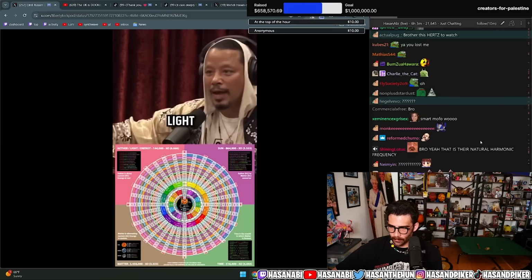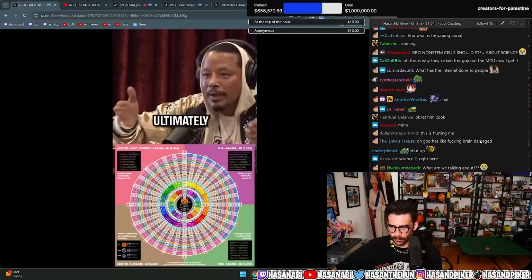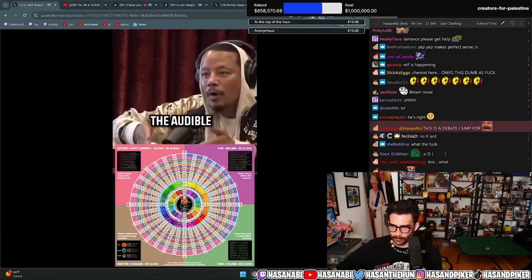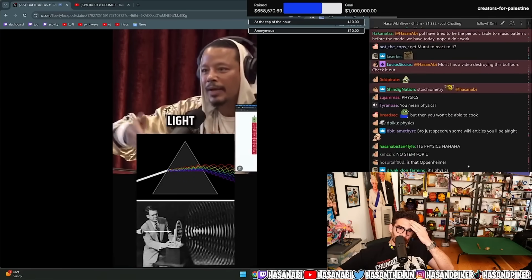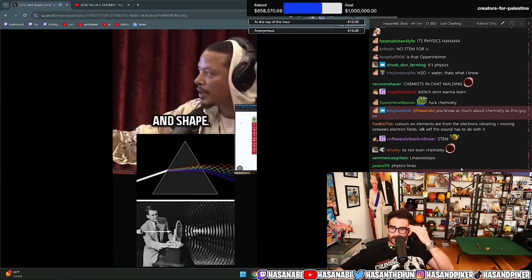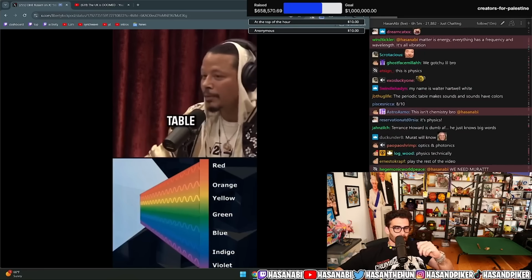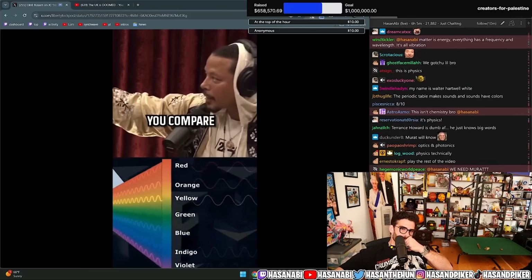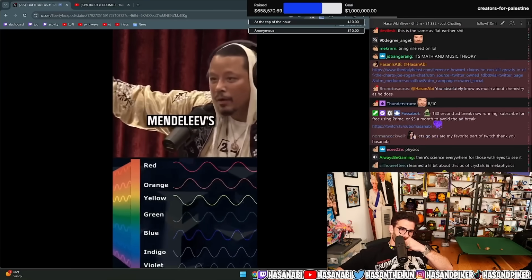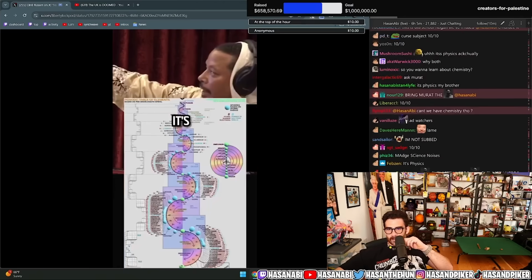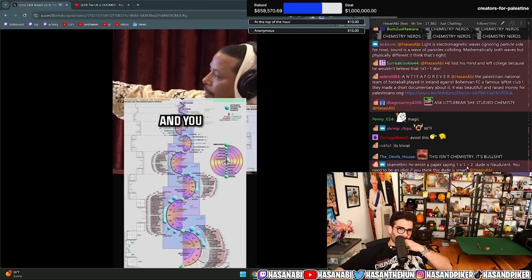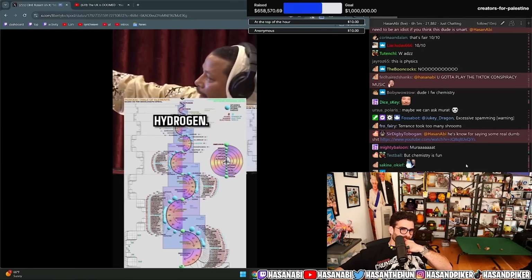You keep dividing light by 2 and you'll ultimately get back to the audible sound of it, because there was a relationship between light and color, sound and tone, matter and shape. Walter Russell's periodic table that he put together. Now you compare that to Mendeleev's periodic table and you'll see something completely different. It's unwinding.